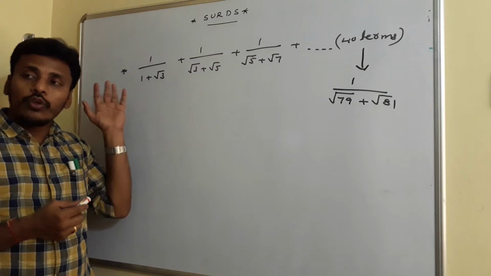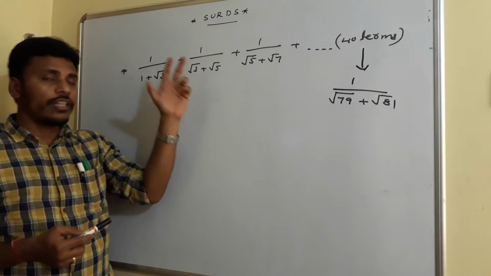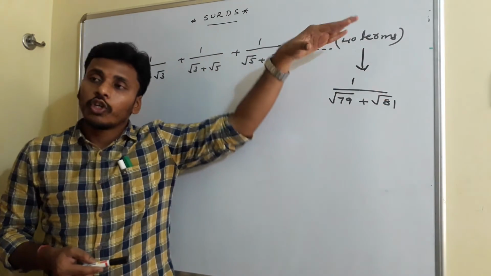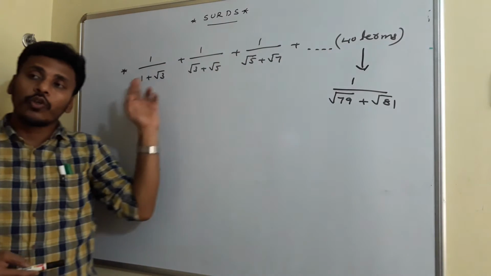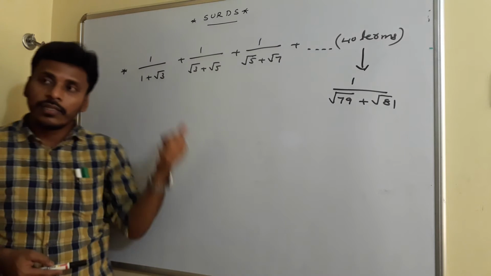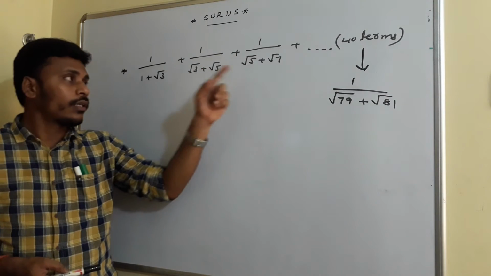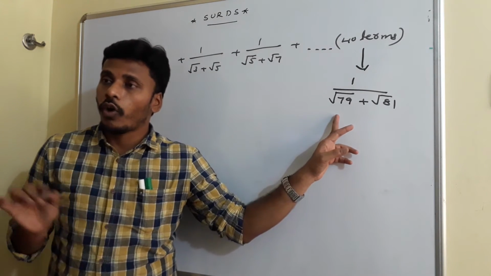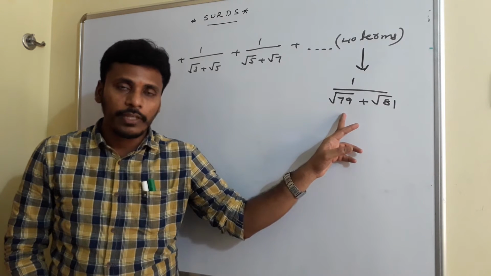Right? You need to get the simplified value for this summation. They mentioned that 1 by 1 plus root 3 plus 1 by root 3 plus root 5 plus 1 by root 5 plus root 7 up to 40 terms. So you need to identify the 40th term first. To identify the 40th term, first observe that all these numbers are odd. Since they are odd, you need to think about the odd numbers. The first term starts with 2 into 1 minus 1, the second term starts with 2 into 2 minus 1, the third term starts with 2 into 3 minus 1, and the 40th term may be 2 into 40 minus 1, which is 79. So the last term is 1 by root 79 plus root 81.